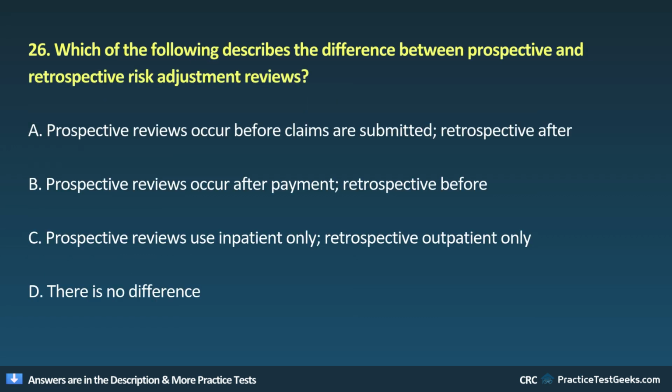26. Which of the following describes the difference between prospective and retrospective risk adjustment reviews? A. Prospective reviews occur before claims are submitted, retrospective after. B. Prospective reviews occur after payment, retrospective before. C. Prospective reviews use inpatient only, retrospective outpatient only. D. There is no difference.